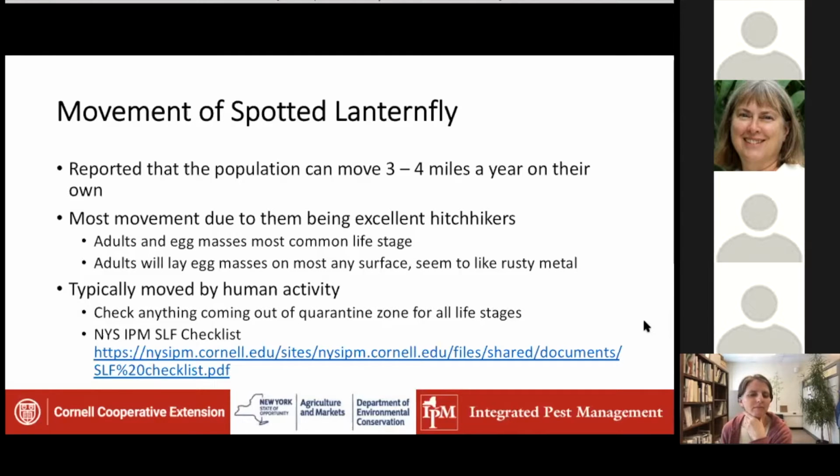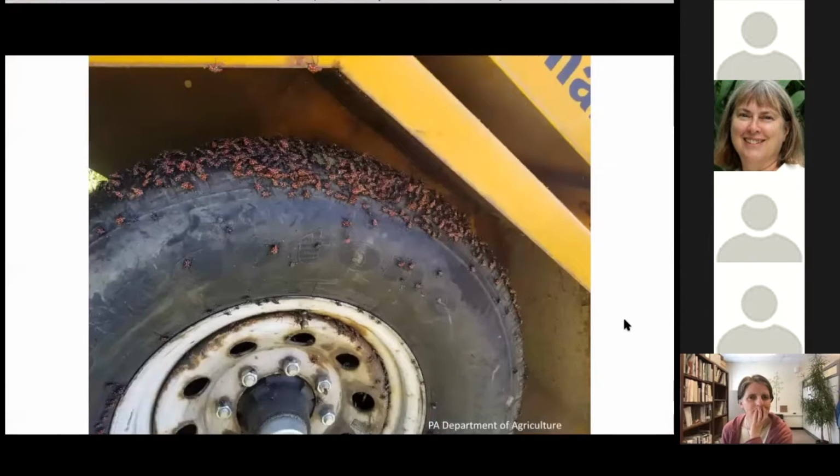So check out anything that moves out of the quarantine zone for all life stages. The adults also have moved, in addition to those eggs that Betsy was showing you, the adults have moved out of the quarantine zone. So close inspection is important, both on the shipping and receiving ends. And there is a checklist that can be found on the New York State IPM program for places to look. Next slide.